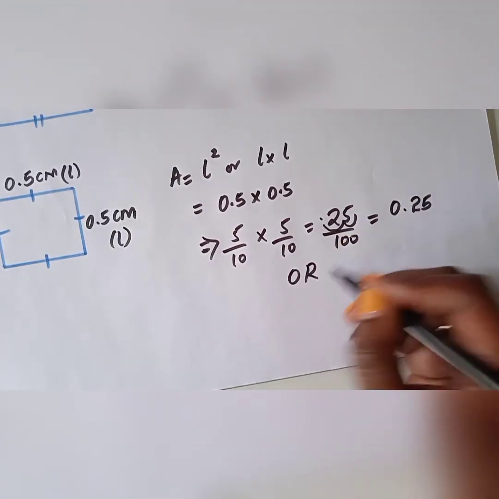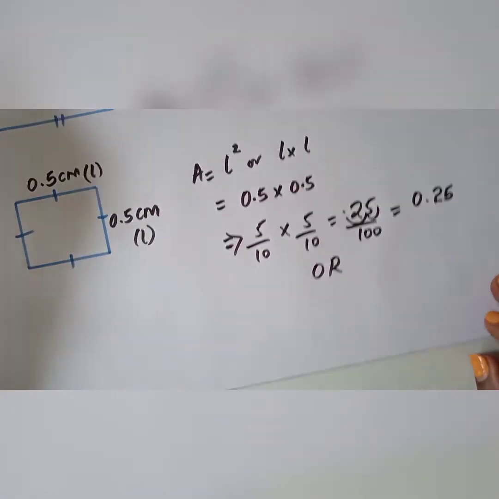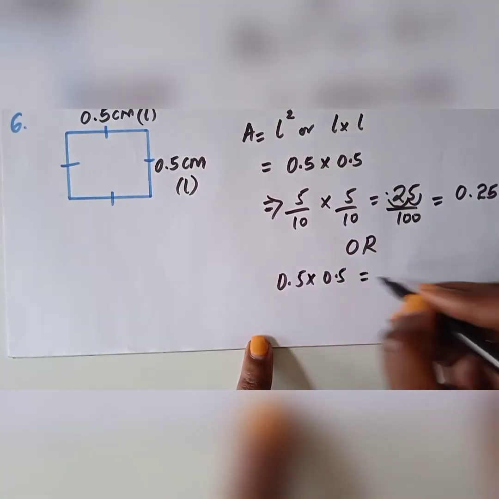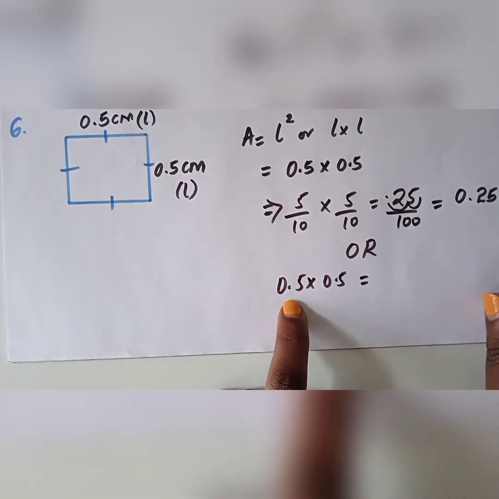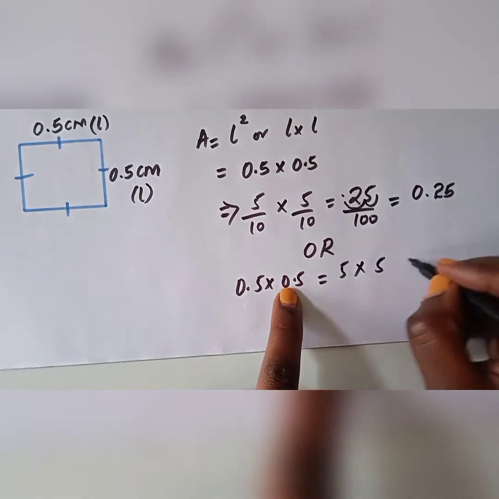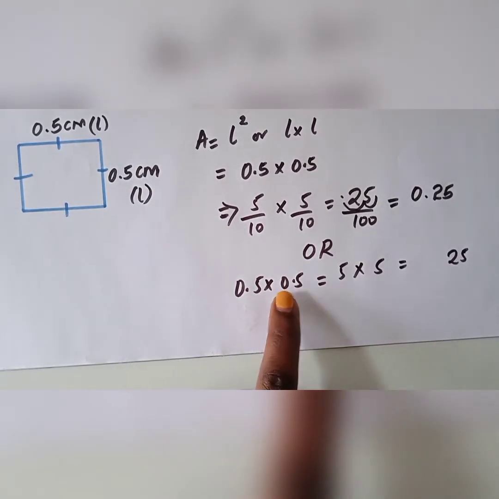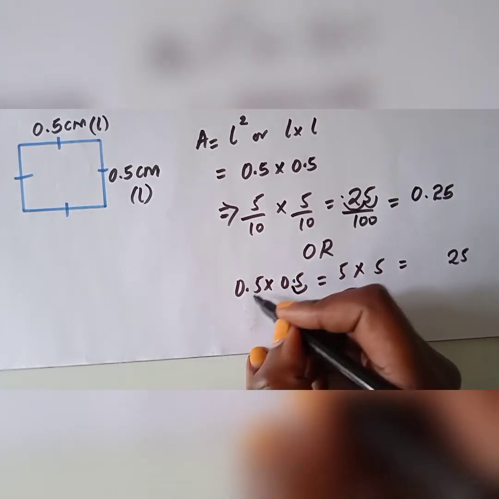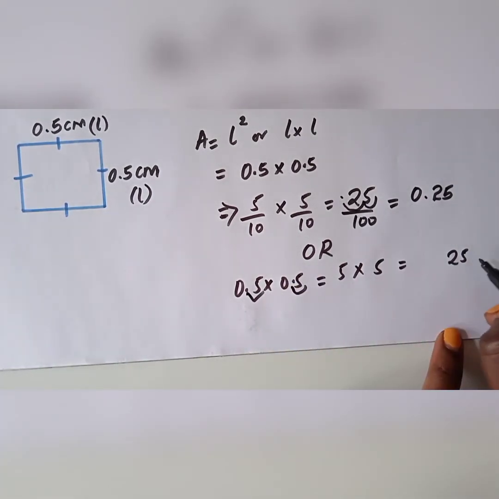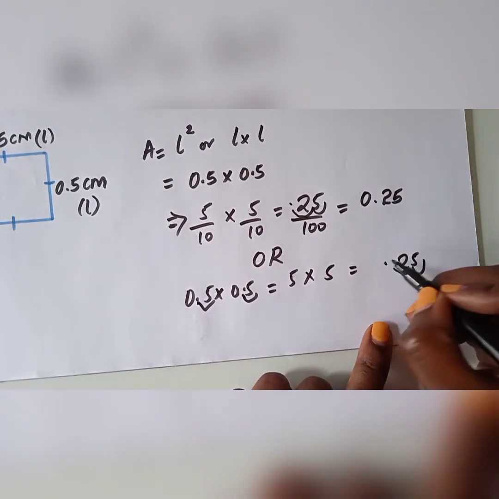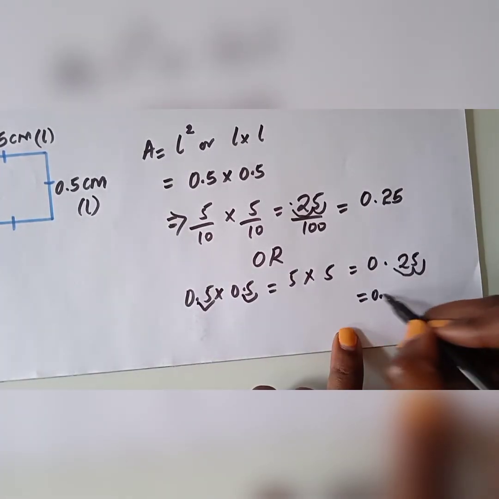Or when you're doing your 0.5 times 0.5, ignore the decimal point. So this one will become a 5 and the other one will become a 5. This one is 25. Then you count how many decimal places you have. You have 1 and 2. So your answer should have 2 decimal places. So 1, 2, and then say 0.25.